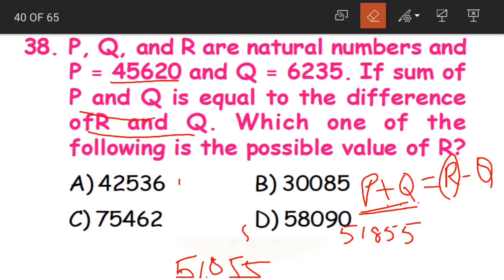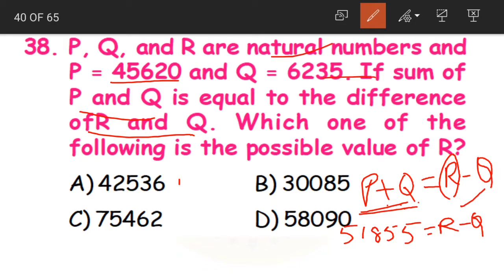Now P plus Q is equal to R minus Q. And we know the value of Q, right? Q is equal to 6,235. Now we know the difference. Yes, and we know the subtrahend, the smaller number, that is Q. What should we find out? We should find out the minuend, that is R here, that is our larger number.